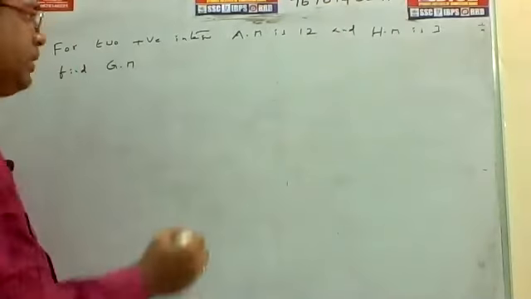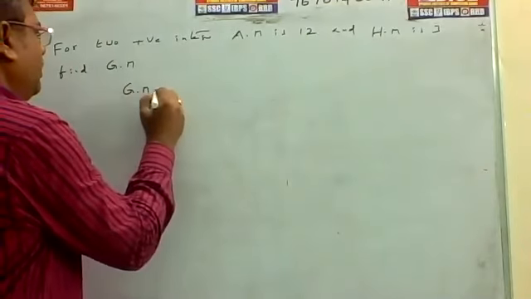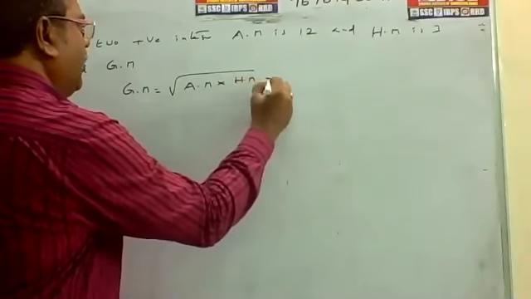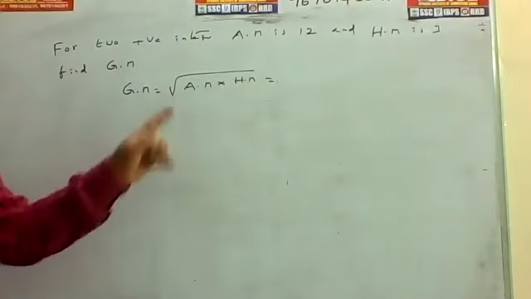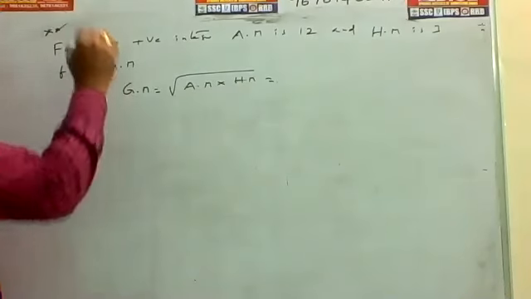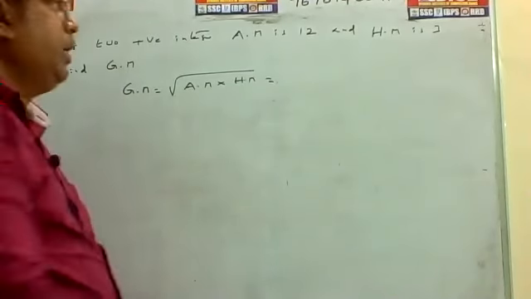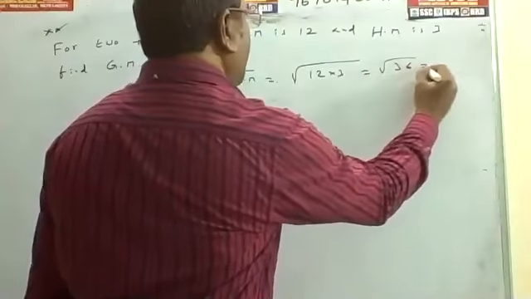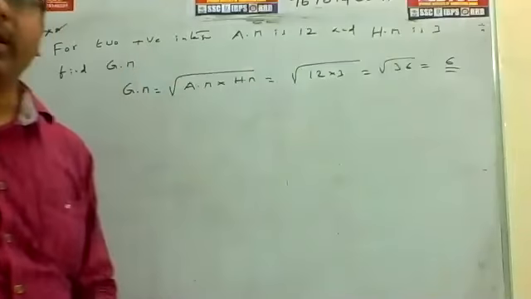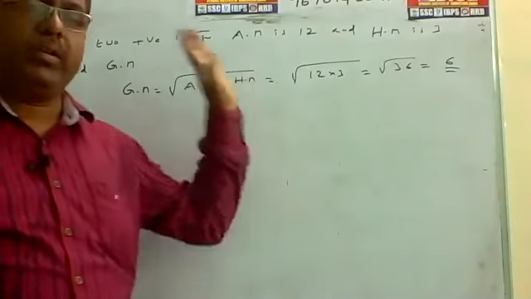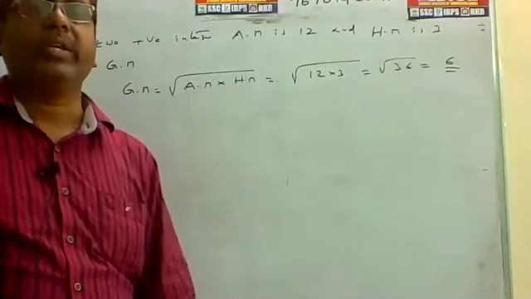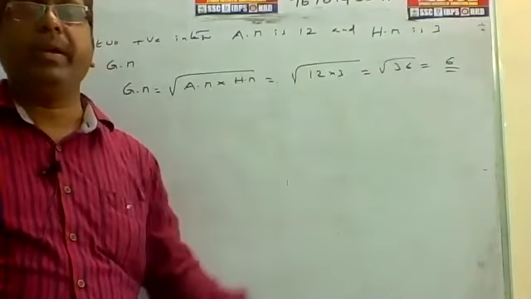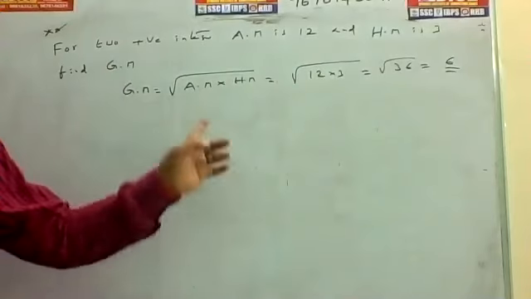So the formula for GM is the square root of AM into HM. This is a very important formula. AM is 12, HM is 3. 12 into 3 is 36, square root is 6. So the answer is 6. This is the last question, and with these questions, this is a very important formula: GM is equal to the square root of AM into HM.